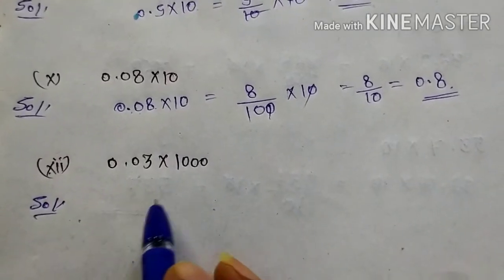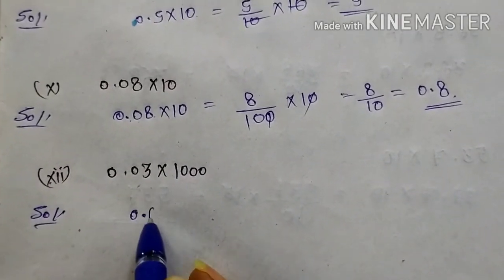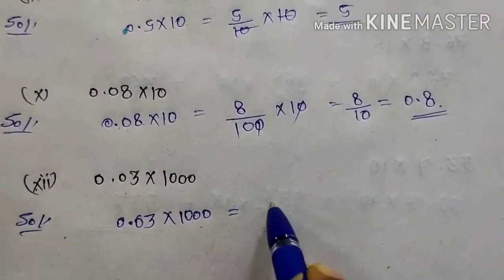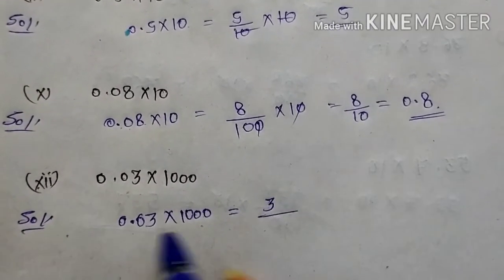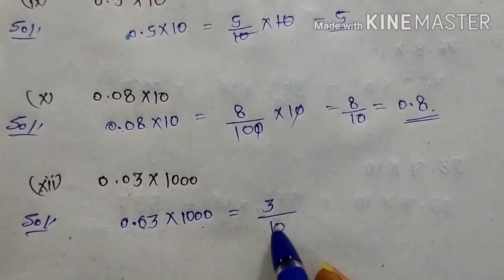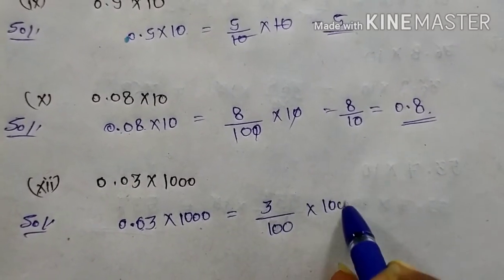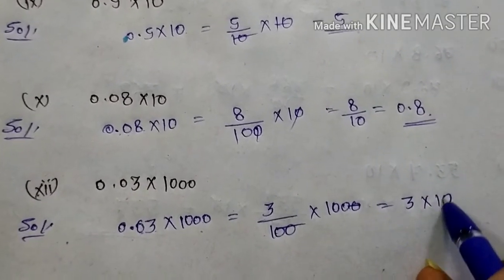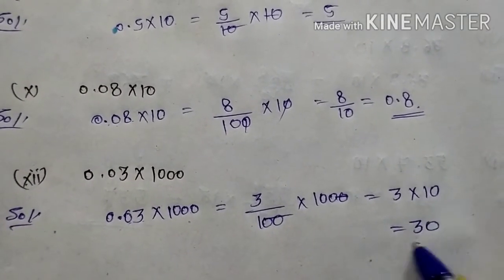Next, 0.03 into 1000. You can write 0.03 as 3 by 100, because there are 2 digits after the decimal point, so 2 zeros, into 1000. The 2 zeros cancel, and you are getting 3 into 10. That means 30 is your solution.